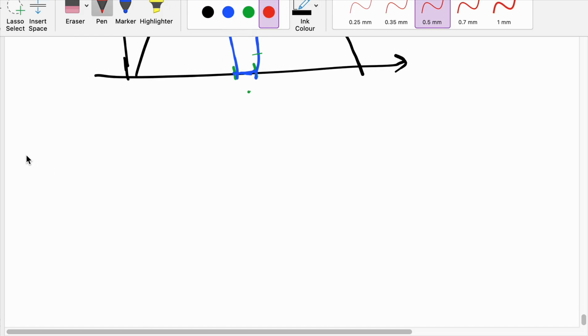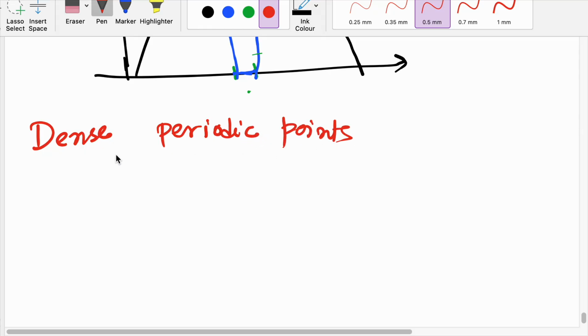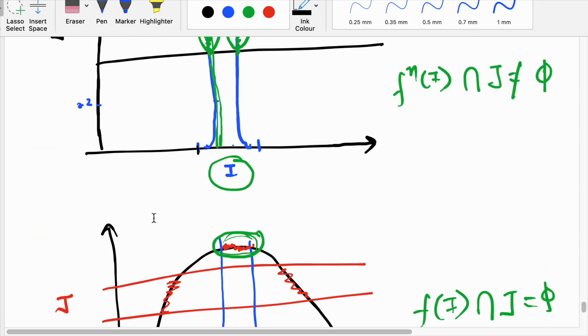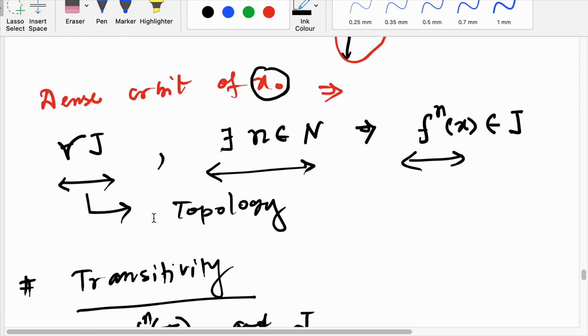Let me show dense periodic points. So what does dense periodic points mean? First let us clarify that. Dense means, if I choose any interval between 0 and 1, I will get at least one periodic point inside this interval. That's why it is called dense. Previously also the meaning of dense is the same.